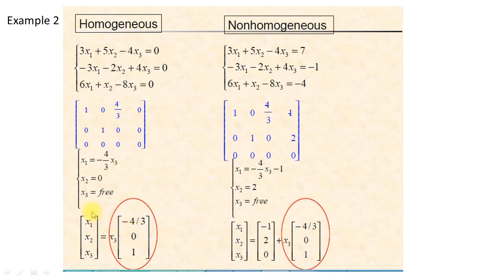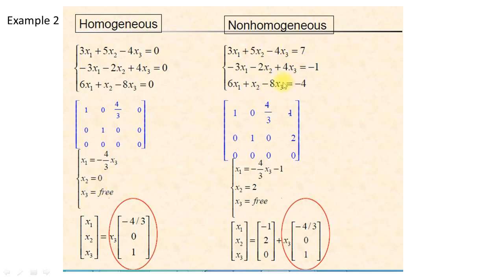And you see here for example if we put x3 is equal to 1, then x1 is equal to minus 4/3, and x2 is already 0. So this is a solution of the system. This is the non-trivial solution of the system only for x3 is equal to 1. So if we put x3 is equal to 2, we get another solution. If we put x3 is equal to 3, we get a third solution. So there are so many solutions because the third variable x3 is free. Free means we can put any real value for x3, so we can obtain so many solutions in this case.